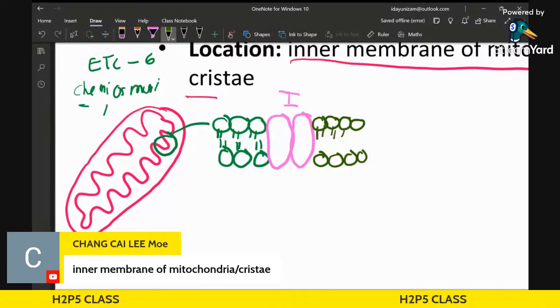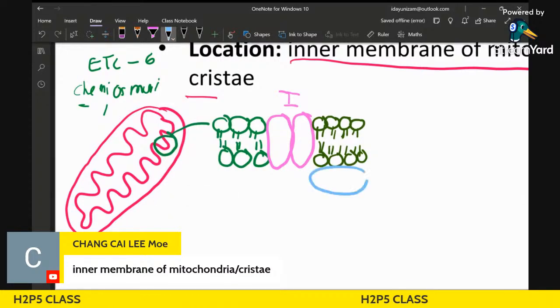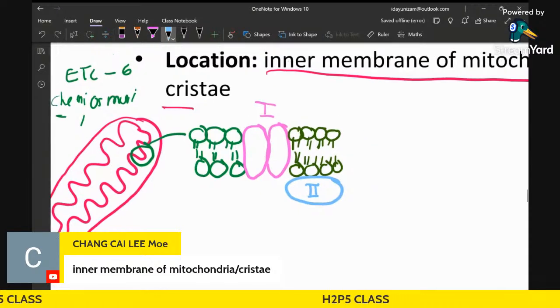Okay, and then protein number 2, which is attached on the inner surface. So it's here. Complex number 2 is labeled by number 2, what we call succinate dehydrogenase. Number 1 is NADH dehydrogenase. We are first getting to know the inner membrane of the mitochondria.